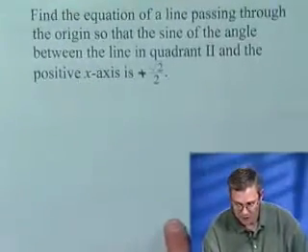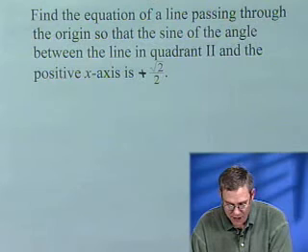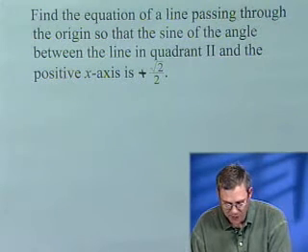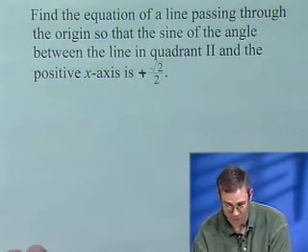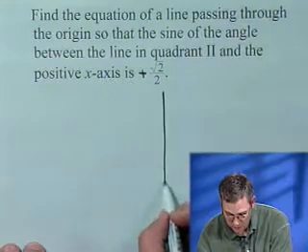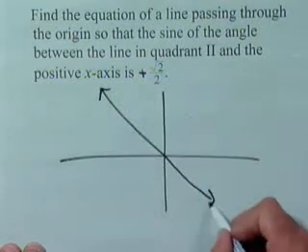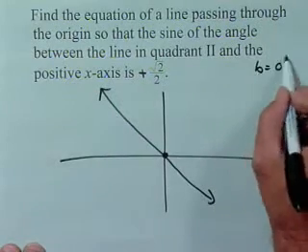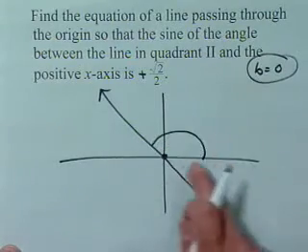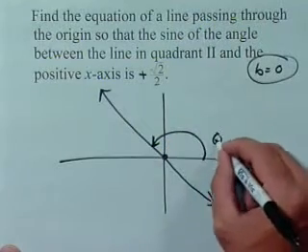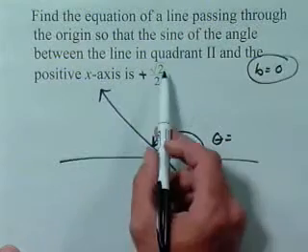Same problem, just a couple different numbers, a couple different words. Find the equation of a line passing through the origin so that the sine of the angle between the line in quadrant 2 and the positive x-axis is square root 2 over 2. Here's quadrant 2, so I know my line goes through the origin, so again b is 0, and all I have to do is find the slope. So the angle between the positive x-axis and the line, there's theta. We don't know what theta is yet, but we do know that the sine is square root 2 over 2.